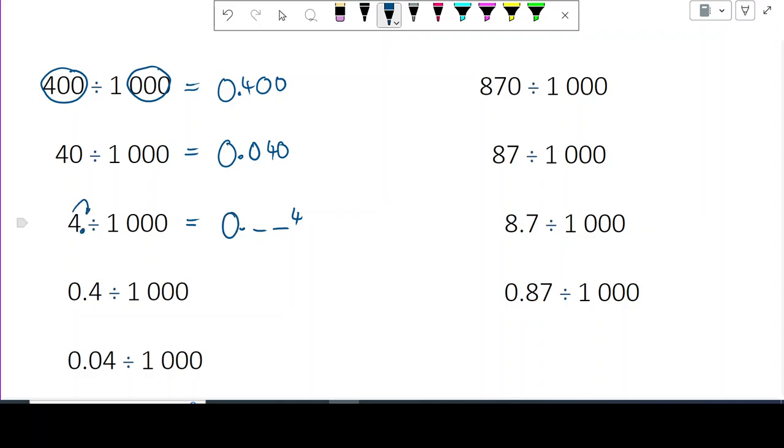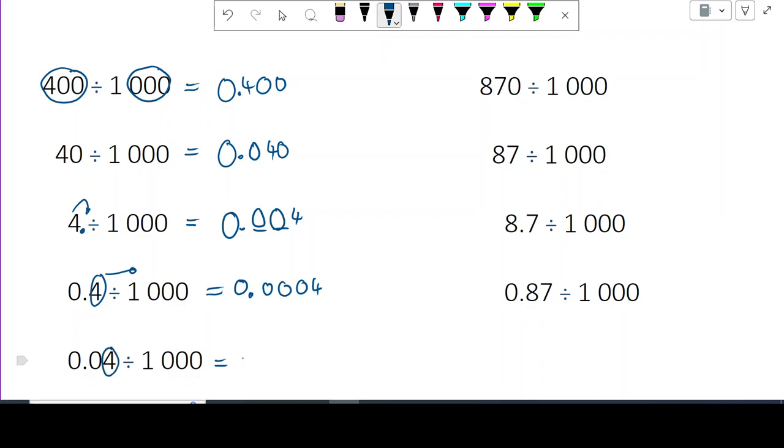Only one digit, so that creates a gap of two behind the decimal, because the decimal is originally there. It moves one place, I'd have got 0.4. But we need to move it three places, two places, I'd have got 0.04. So three places has created two gaps that we then fill with zeros.